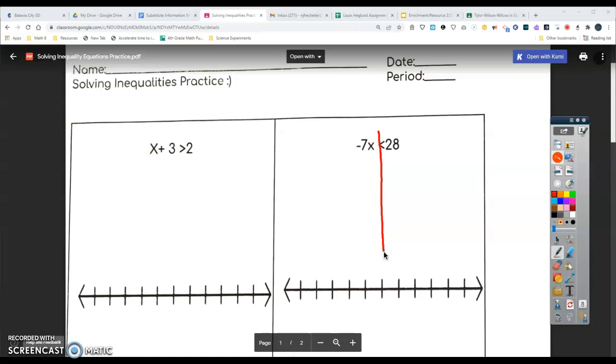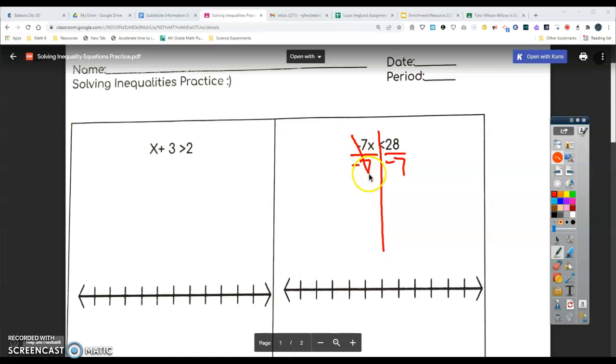Uh-oh, ding, ding, ding. The alarm system in your brain is going off. And this is multiplication. The opposite of multiplication is division. So we're going to divide each side by negative 7. And there's that bell again. Ding, ding, ding. All right, we're dividing by a negative. We need to flip that inequality sign.